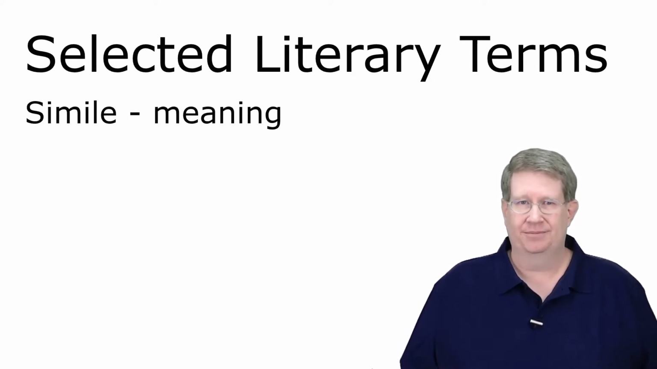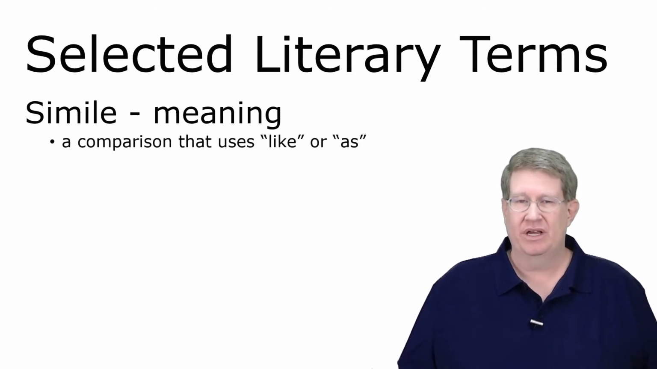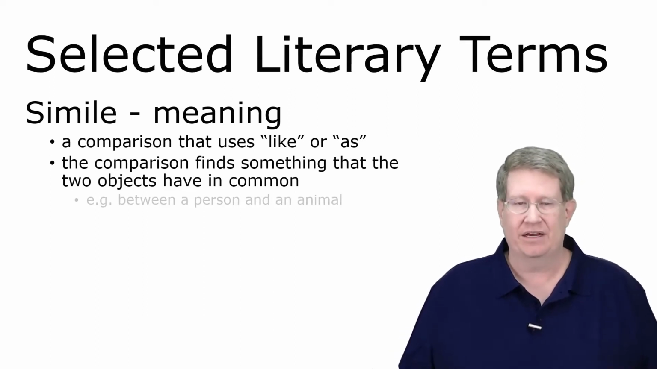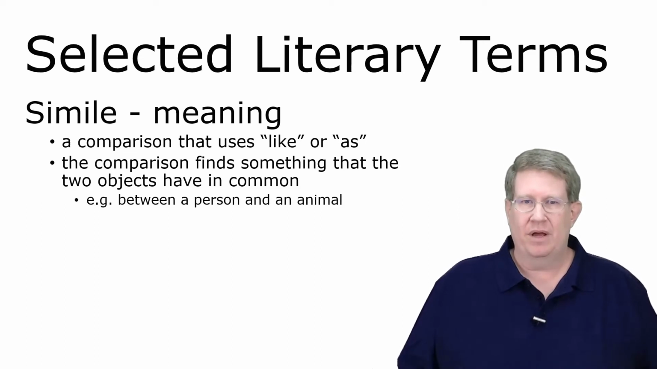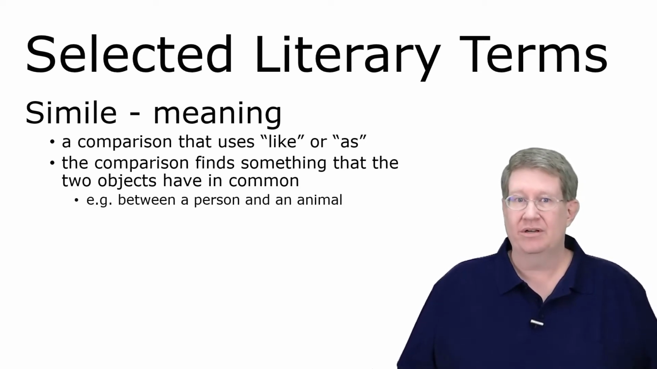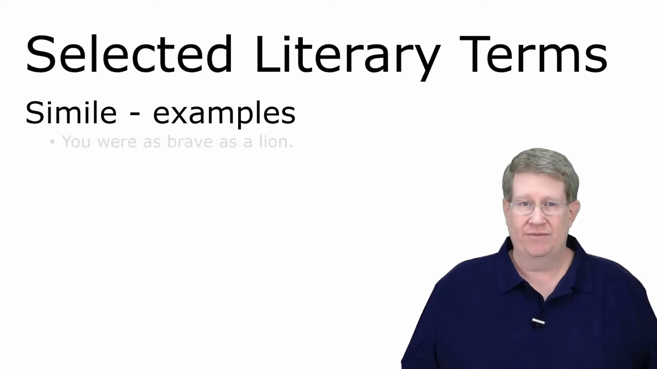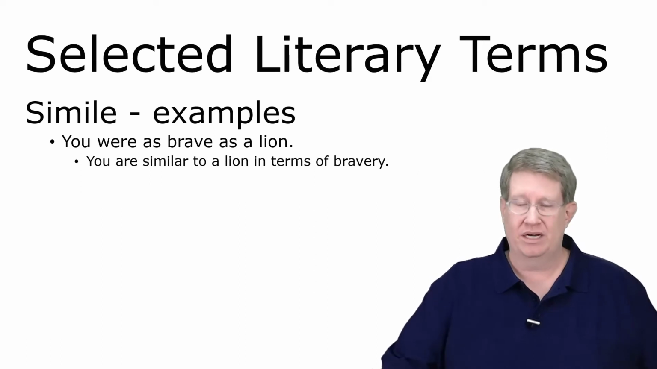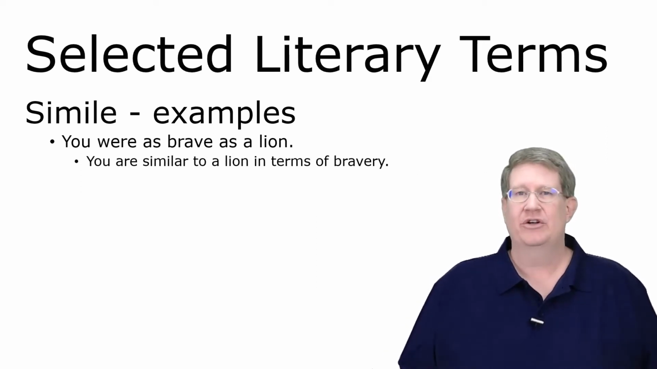So let's get started. First of all, this is not a spelling mistake. It shouldn't say smile. It should say simile. So the meaning of the word simile is it's a comparison that uses like or as. The comparison finds something that the two objects have in common, and it says this is like that. So for example, we might make a comparison between a person and an animal. Some specific examples: you were as brave as a lion. So here I'm saying you and a lion, you're the same, you're similar in terms of bravery.